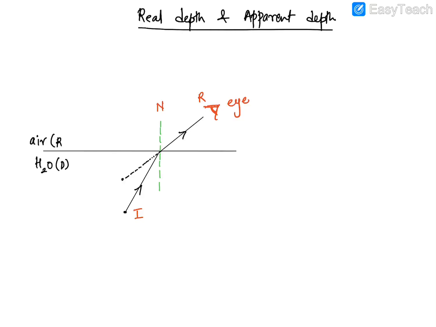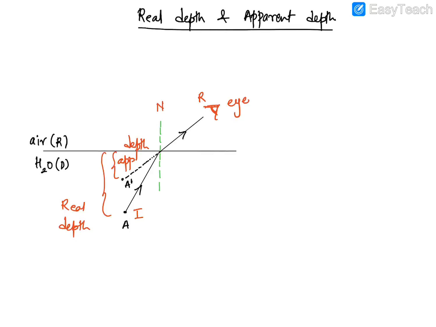So the point which is actually below over here, that point A, appears to be where? Here, A dash. So this point will appear to be what? Raised to you, and that's called apparent depth. Apparent depth means the false depth, what it appears to be. It's not the actual depth. And you must have noticed that apparent depth is less than the real depth. So this is called the real depth, meaning the actual depth, and this is the apparent depth. These are the two depths we will be discussing in this chapter.